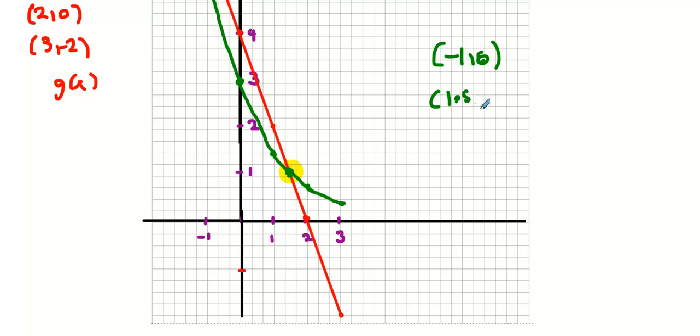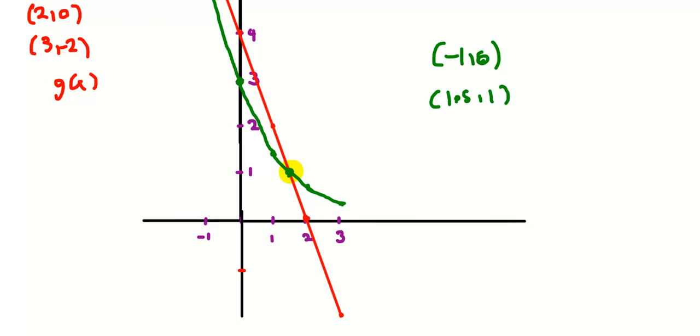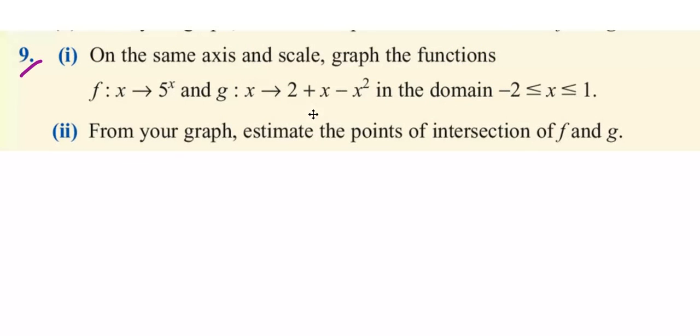1.5 and 1 might be the second point of intersection. You only have to get a rough estimate of it anyway, so it's no big deal. Okay, moving on to yet another question. Is it question 8 or 9, I believe. Question 9.